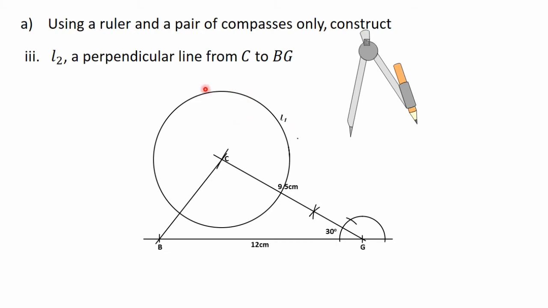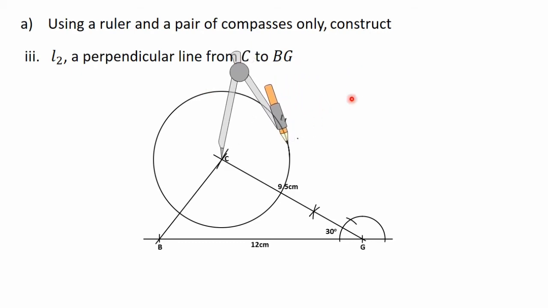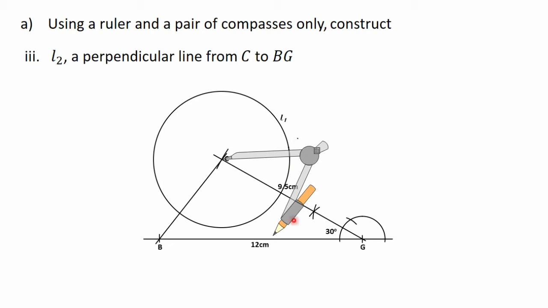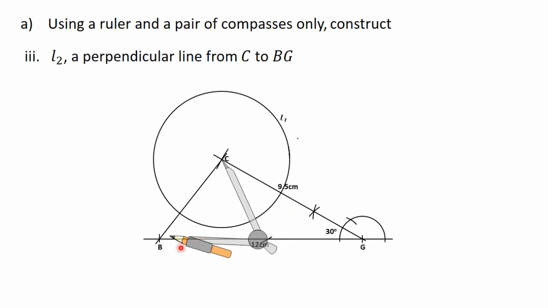To construct a perpendicular line from point C to the line BG, you first move the needle of the compass to point C. Then after that, you adjust the compass such that you can draw two arcs to intersect the line BG. After doing that, you turn the compass and you draw the first arc to intersect the line BG. Then you turn it to this side and you draw the second arc to intersect the line BG. After you are done with that, you move the needle of the compass to this point. That is the point of intersection of the first arc and the line BG.